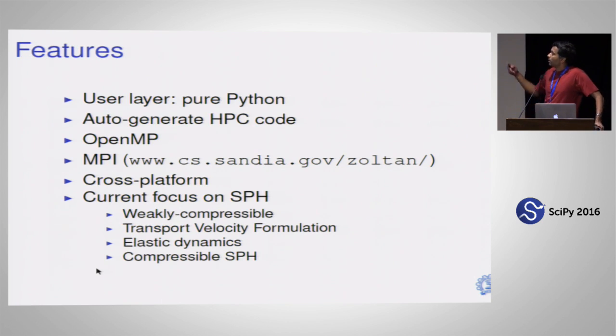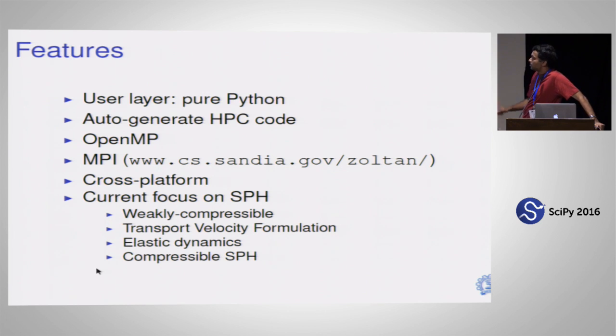So what it does is you have a user layer that's pure Python. We auto-generate HPC code. We support OpenMP on the fly. It also works with MPI, so you can do mpirun on the same Python script you run, and it will run on multiple machines. Performance, of course, depends on a bunch of things. And we use Zoltan to do the distribution of the particles. It's cross-platform, so it works on everything.